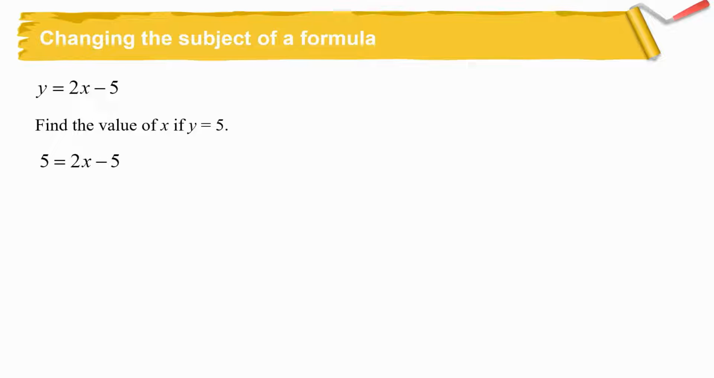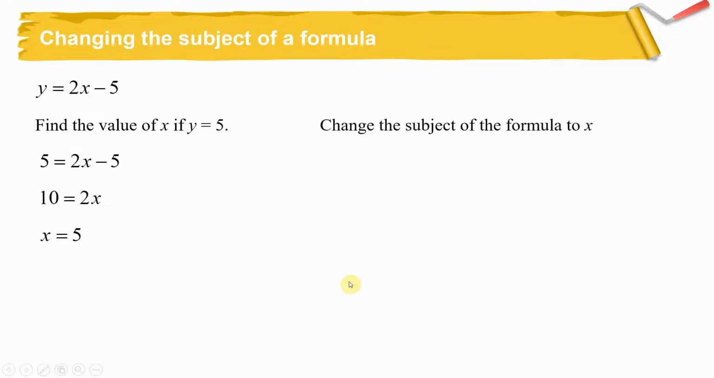We substitute 5 into y and we solve the equation by first moving the negative 5 to the other side. You get 2x equals 10, and then we divide by 2, x equals 5. Without you knowing, we are actually changing the subject from y to x. And let's look at this in detail. Let's understand subject a little bit more.